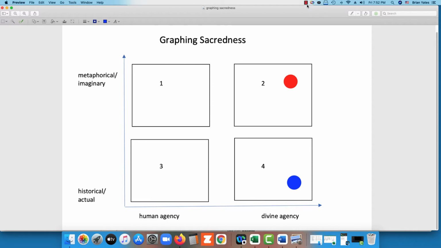It has two axes. The vertical axis tells us what kind of a place it is, moving from an actual or historical place to a metaphoric or imaginary place. The horizontal axis tells us who or what created it, moving from human agency to divine agency. The four quadrants, or zones, are simply there to help us visually. They do not represent any particular designation or category.